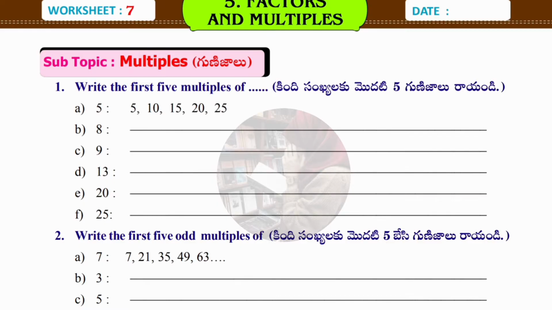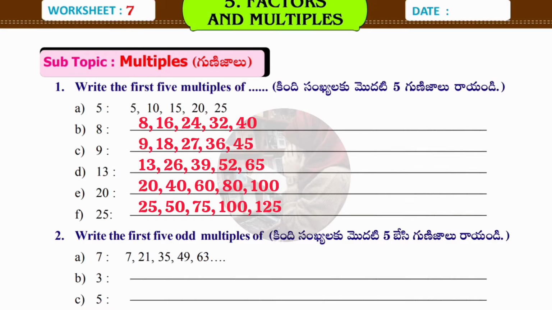Okay, let's see. First number is 5, already done, means multiples are nothing but you have to write down the table up to 5. 5 ones 5, 5 twos 10, 5 threes 15, 5 fours 20 and 5 fives 25. Up to 5 multiples only you have to write down. Okay, next number is 8. 8 ones 8, 8 twos 16, 8 threes 24, 8 fours 32 and 8 fives 40. Next number is 9. 9 ones 9, 9 twos 18, 9 threes 27, 9 fours 36, 9 fives 45. Next number is 13. 13 ones 13, 13 twos 26, 13 threes 39, 13 fours 52 and 13 fives 65.